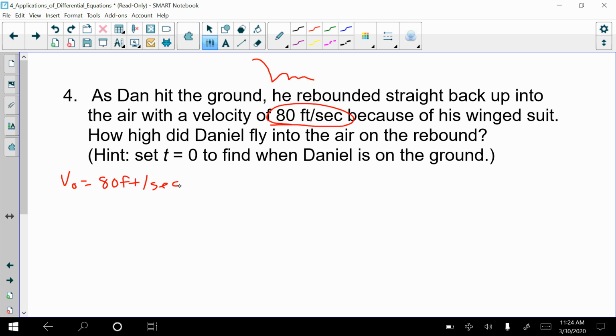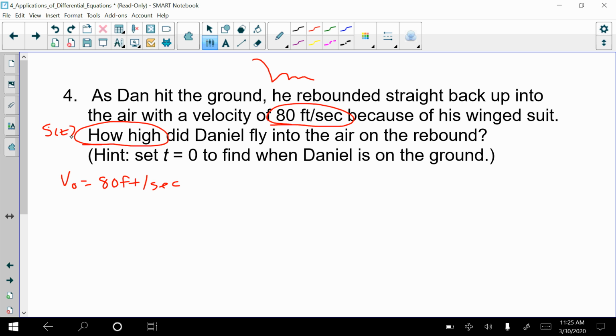So how high did Daniel fly into the air on his rebound? Because it's asking how high did he go, that is going to be referring to a position function, s of t. So I'm going to have to use the velocity function to create a position function, so I know how high he was at a particular point in time. So this implies that we are going to have to know some value of time, and we have to have a velocity function to create the position function, so that we can actually answer the question and find how high he was at a particular point in time.